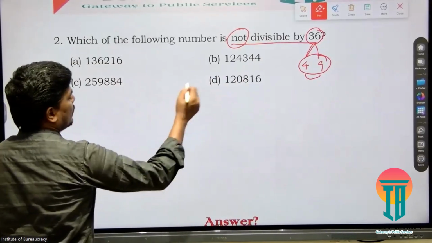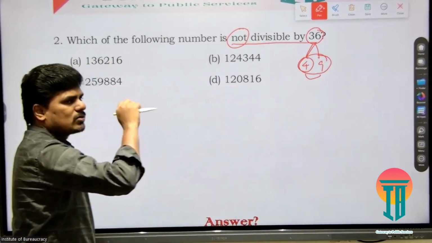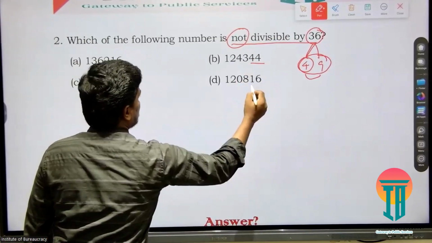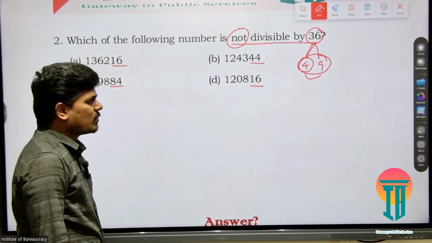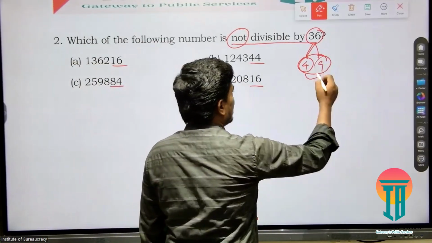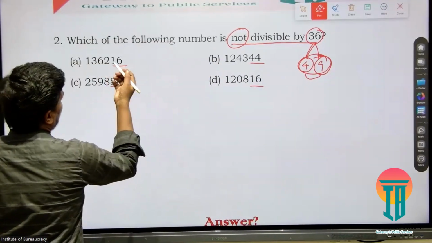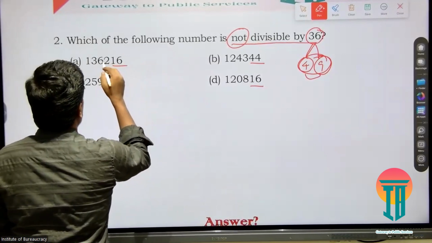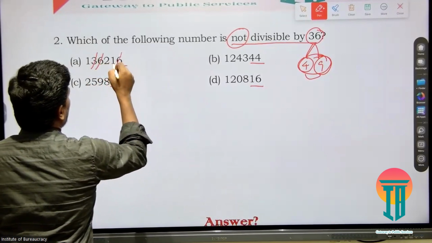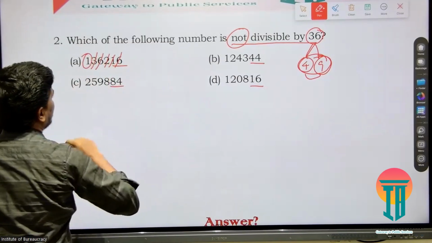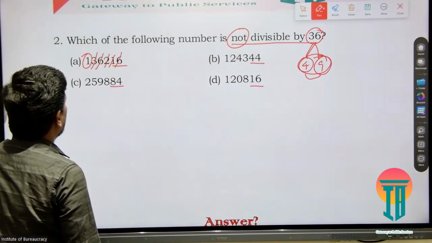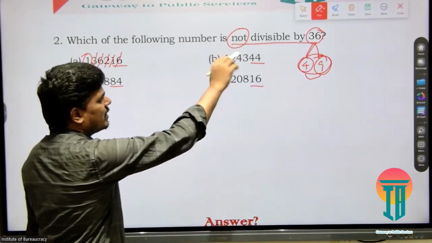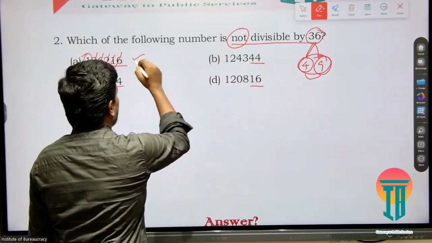Let's verify. For 4, what is the divisibility test? The last two digits need to be divisible by 4. So here 16, 84, 44, 16, all are divisible by 4. So now we have to check only 9. Now for 9, you can either add the digits or you can cancel. So going with the cancellation of 9s, then it is going to be 9. Then 1 we have. This number is not divisible by 9. If this is not divisible by 9, then it is not going to be divisible by 36. The answer seems to be this number.